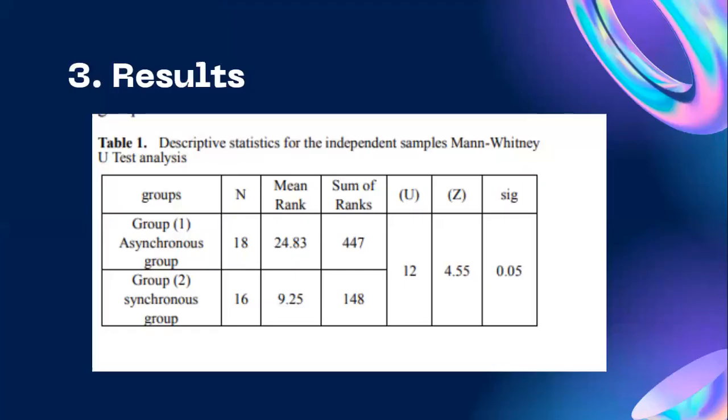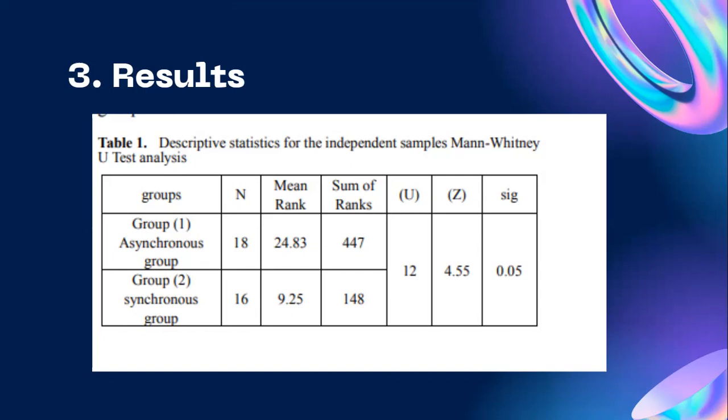3. We have results. As we see on the screen, Table 1 is the descriptive statistics for the independent samples by Mann-Whitney U-test analysis. Table 1 summarizes general descriptive statistics. The data in Table 1 indicate a significant difference between the first group that used asynchronous communication tools and the second group that used synchronous communication tools.